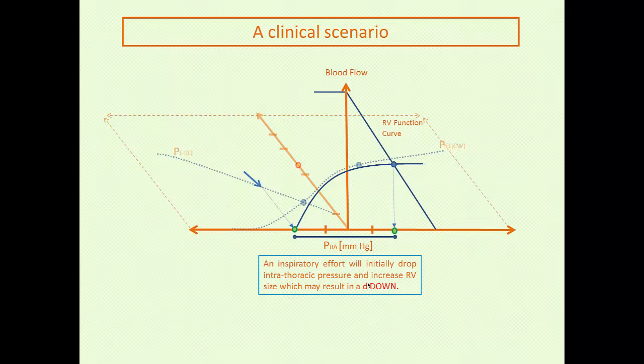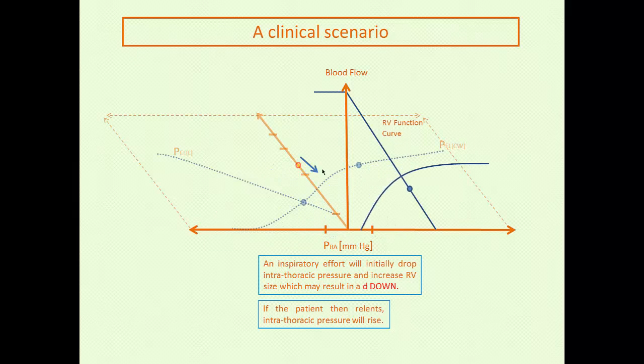physiology initially. Further, the drop in intrathoracic pressure will afterload the left ventricle, so immediately you may get a facilitated D-down physiology. If the patient then relents and lets the ventilator do its thing, well, intrathoracic pressure will tend to rise along the chest wall compliance curve, though not exactly, depending on how active the patient is in terms of their muscles of inspiration and expiration.